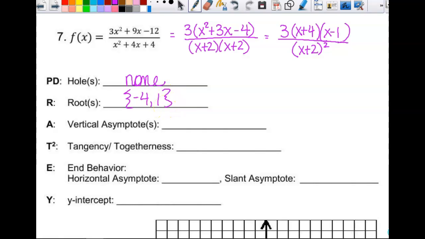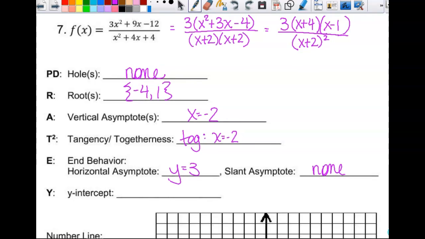Vertical asymptote, so even though I have 2 factors down here, it's really just the same one twice. So this is just at x equals -2. Do I have any tangency or togetherness? Yes, I got togetherness because it's in the denominator, so I'm just going to put togetherness at x equals -2. Will I have a horizontal asymptote? Yes, and it's y equals 3. I have 1 of them, and it's at y equals 3. Yes, that's what I thought. All right, none. And then my y-intercept, that's easier to get from the original. That's going to be 0, -3.